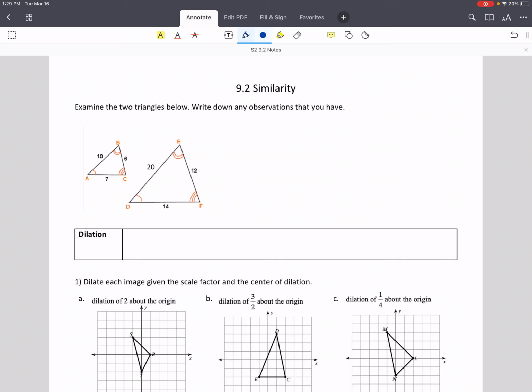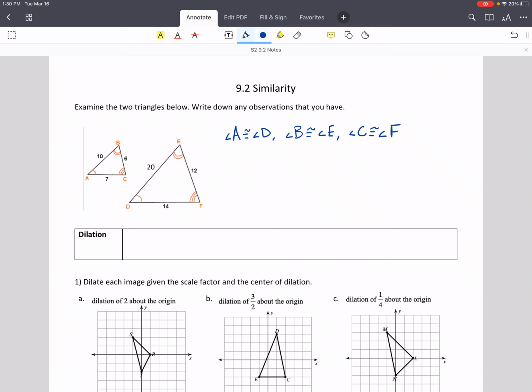Start by comparing these two triangles, and we're just going to make some observations. The first thing that I'm noticing is that all of the angles are congruent. So I see angle A is congruent to angle D, angle B is congruent to angle E, and angle C is congruent to angle F.